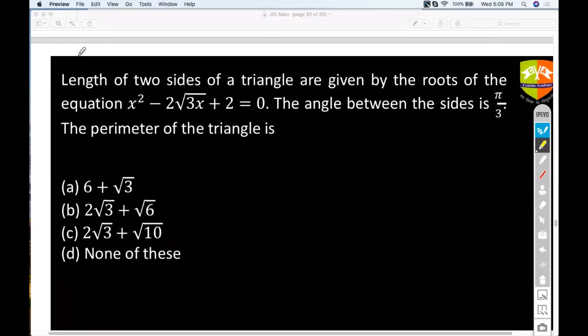Let's take another one. Length of two sides of a triangle are given by the roots of this equation. The angle between the sides is pi by 3. Find the perimeter of the triangle.